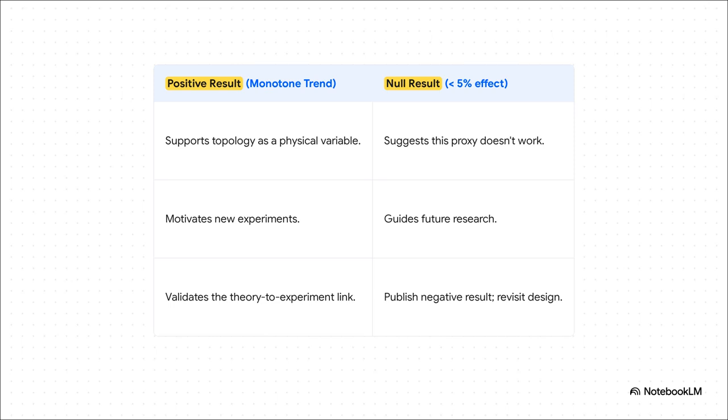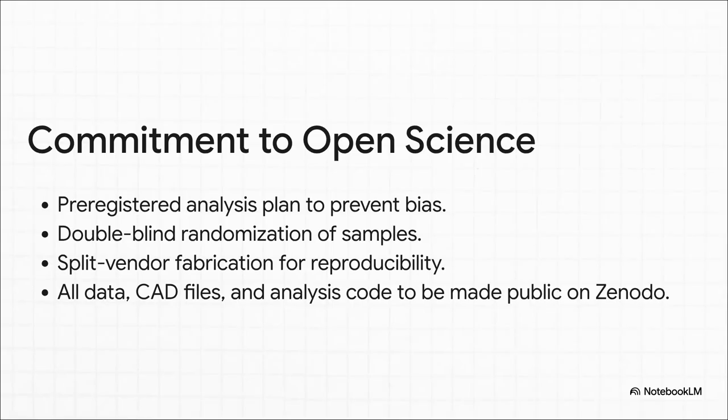It would be the first ever experimental evidence that topology can be a real physical variable. On the other hand, what if they find nothing? What if there's a null result? Well, that's also incredibly useful. It tells them that this specific design didn't work, and they publish that result so that other scientists don't go down the same dead end. Either way, knowledge wins.